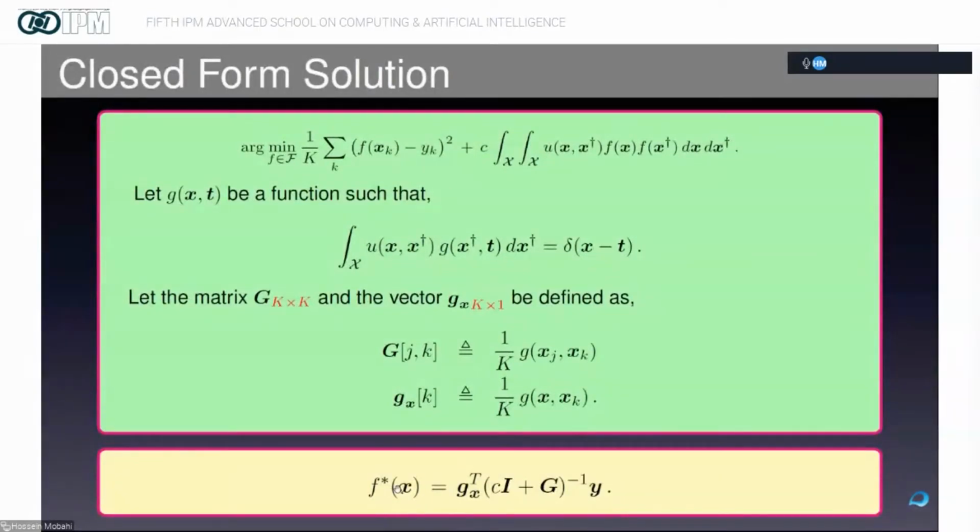Any unseen x, I plug in here. The only place that it affects is this small g, because that's the only place that depends on x. The rest is from my training. So this part is from training data, and this part is completely from regularization. Okay. All right. So if there's no question up to this point, as I said, this is a known result. Now we have all the preliminary results that we need for doing an analysis.